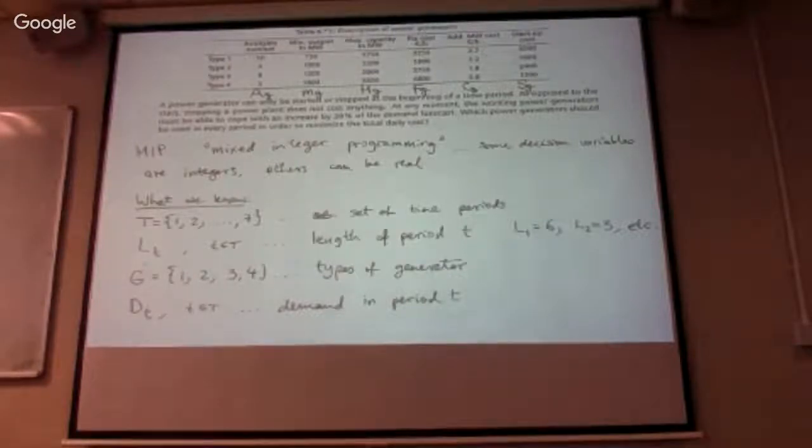Okay, so this summarizes the data, I think. But okay, so what we need is some decision variables.